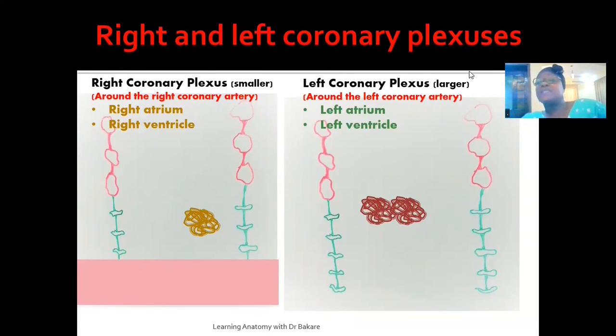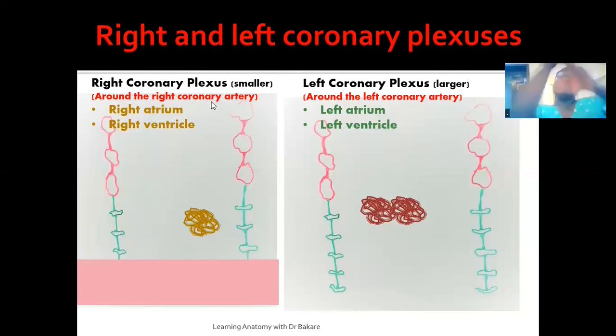And that is why the left side of the heart is usually seen to be larger, and so also the plexuses that are located around it. So we see that the left coronary plexus is larger than the right coronary plexus. The right coronary plexus is also seen to be located around the right coronary artery.